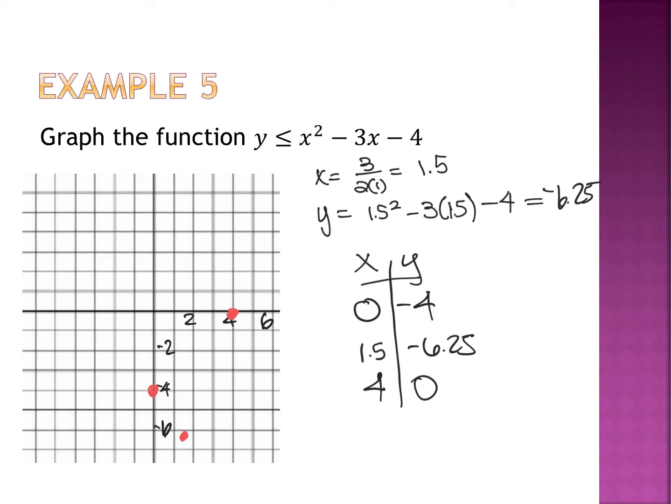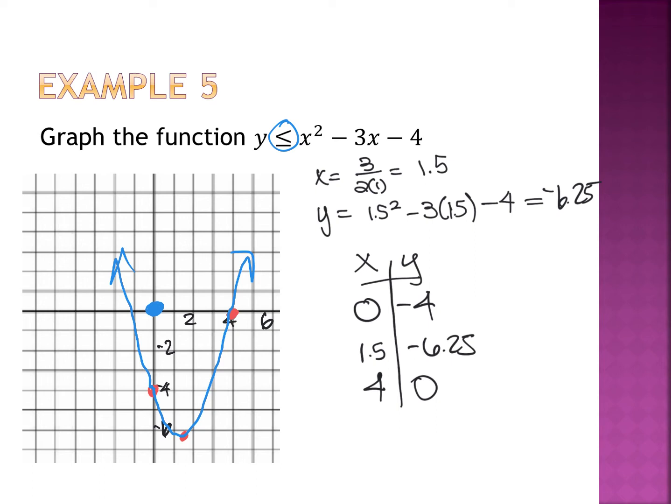Now what I have to do is connect them. Well, because my inequality is a less than or equal to, I can go ahead and use a solid line to connect these points. So when I do that, I end up with something that kind of looks like this. So that's my solid or dash part. Now what I have to do is pick a test point. And again, just like with linear inequalities, I like to pick the test point (0, 0). So in this case, (0, 0) falls inside of my parabola.